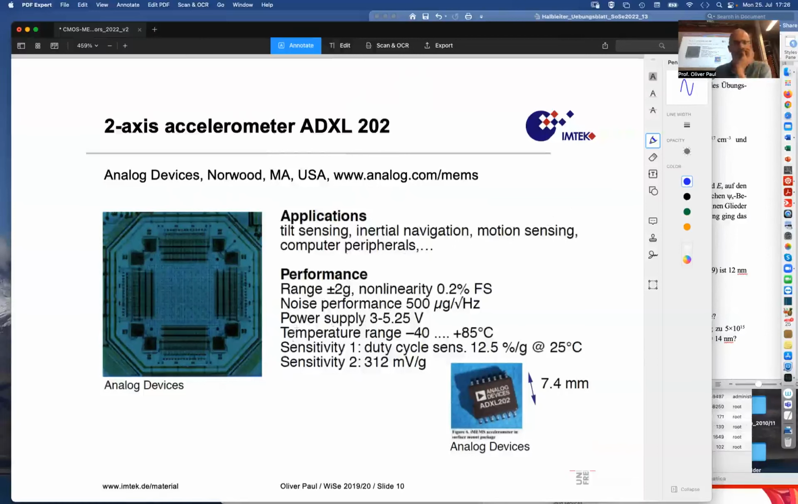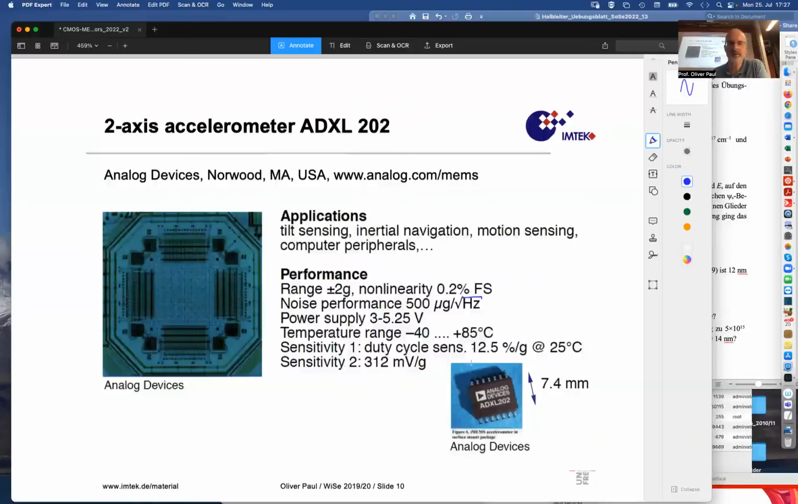It's also used in computer peripherals, and the range is plus minus 2g, 1g in each direction plus some spare range. Nonlinearity is 0.2% of the full scale. Noise performance is 500 micro-g per square root hertz. Okay, so they say that's what we can do per square root hertz. If you need a bandwidth of such and such, then you have to think about your noise over that bandwidth. Power supply is 3 to 5 volts, temperature range quite large.